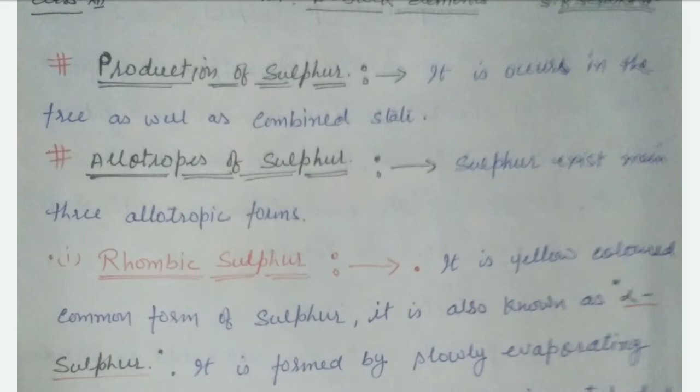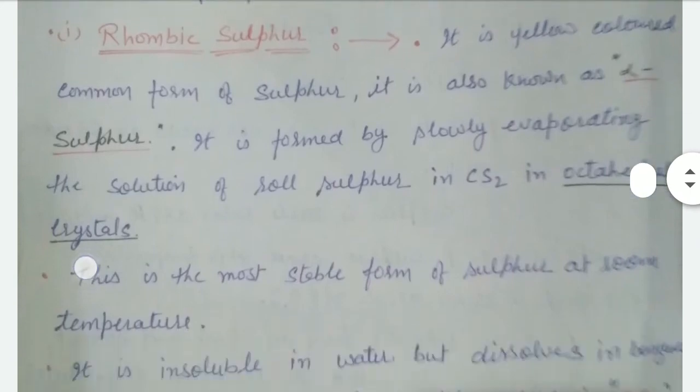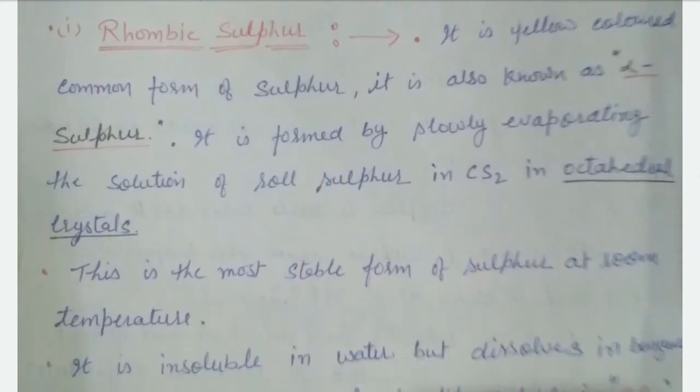Rhombic sulfur is yellow colored. It is the most common form of sulfur. It is formed by slowly evaporating the solution of raw sulfur in carbon disulfide. The octahedral crystals formed are called rhombic sulfur. It is also known as alpha sulfur.